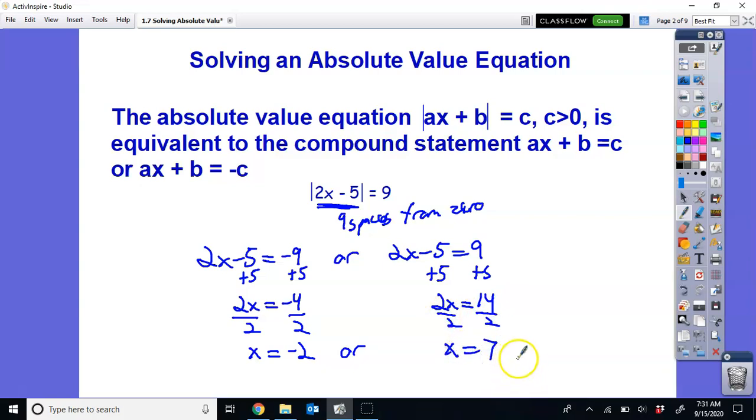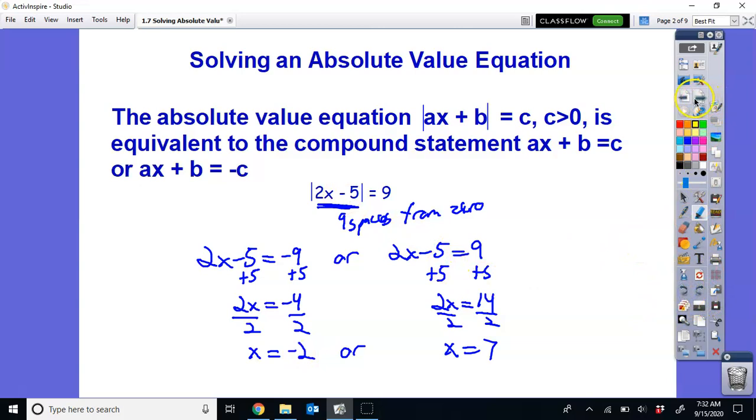So notice on this one that your answers are not the same number. What it means is that if I take this -2 right here and I plug it in for x right here, it will give me -9, and the absolute value would be 9. So -2 times 2 is -4. -4 minus 5 is -9, but the absolute value would be 9. It's 9 spaces from 0 because this -2 makes this expression equal -9.